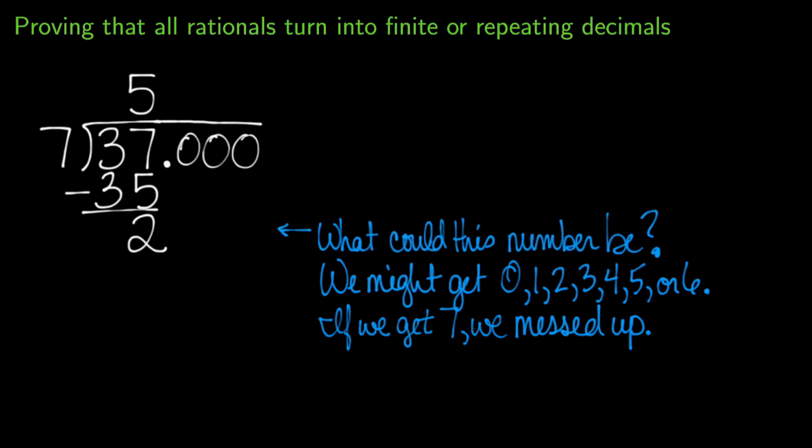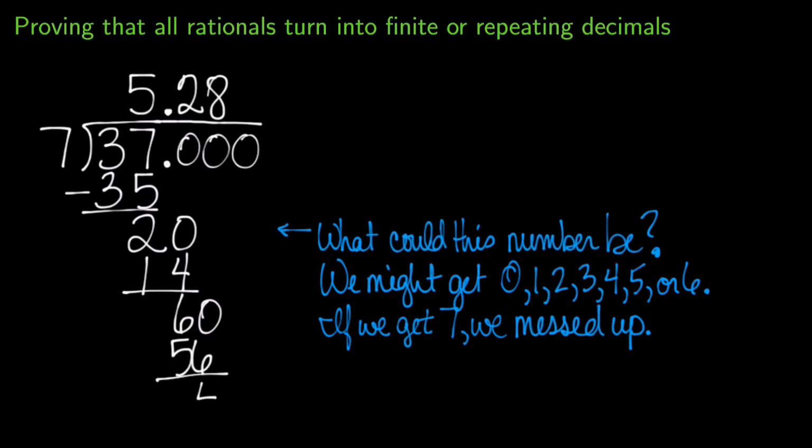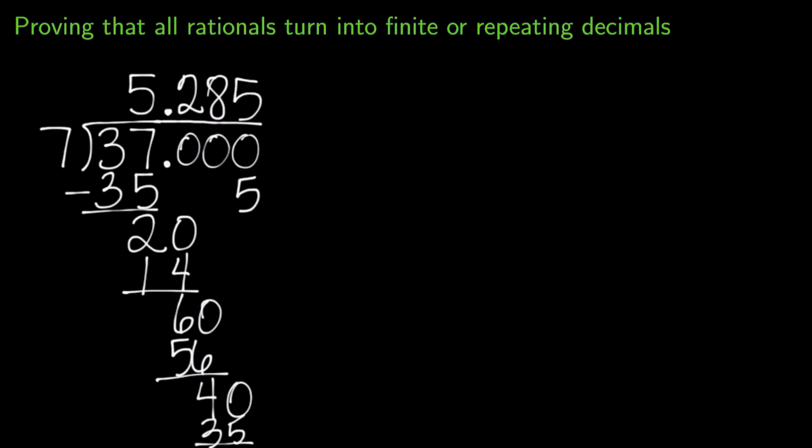So back to the problem at hand. You drop your 0, 7 goes into 20 twice, 2 times 7 is 14, remainder of 6. You drop a 0, 7 goes into 60 8 times, 8 times 7 is 56, remainder of 4. Drop a 0, 7 goes into 40 5 times, 5 times 7 is 35, remainder of 5. And it looks like I'm going to need some more zeros. Drop a 0. 7 goes into 50 7 times.